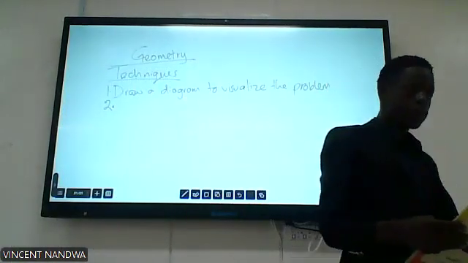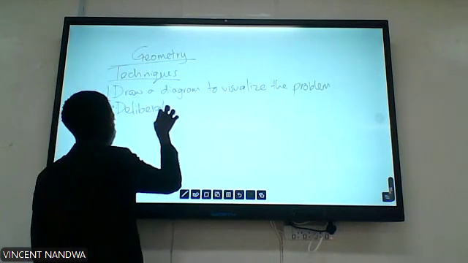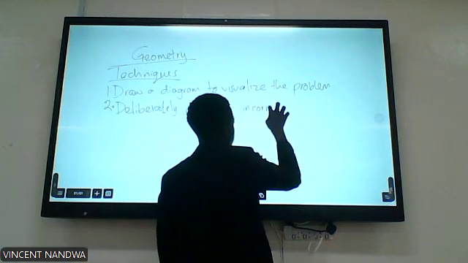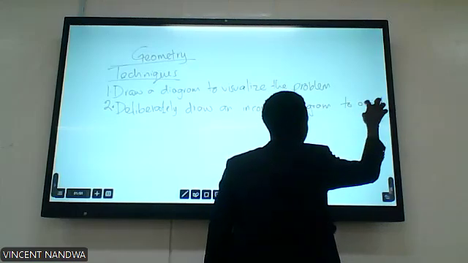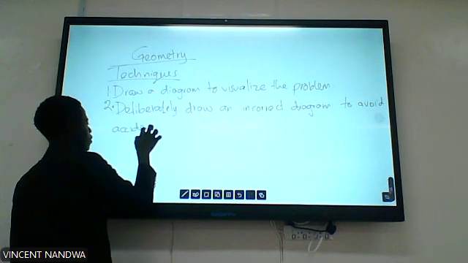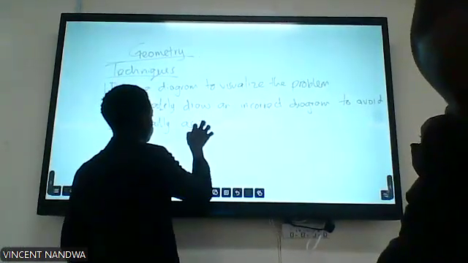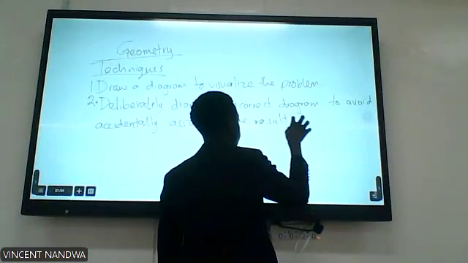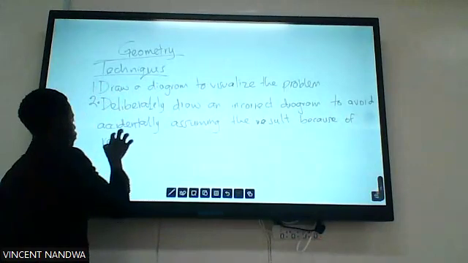The second one will be drawing a deliberately incorrect diagram. Deliberately draw an incorrect diagram to avoid accidentally assuming the result, because of reference to an accurate diagram.